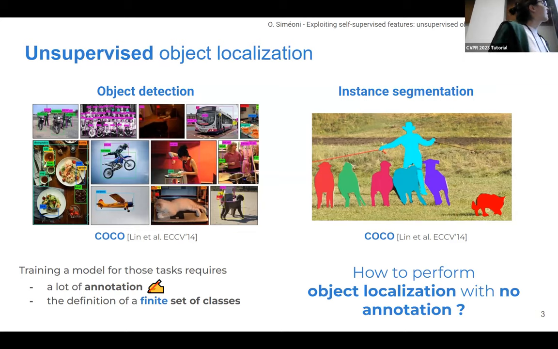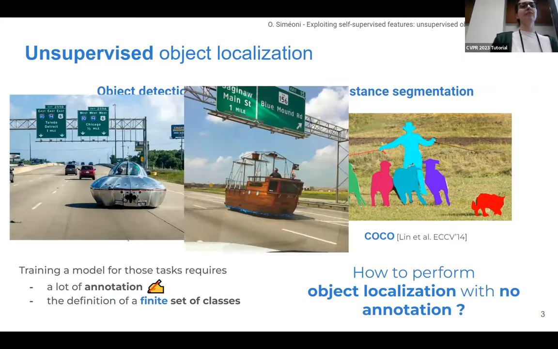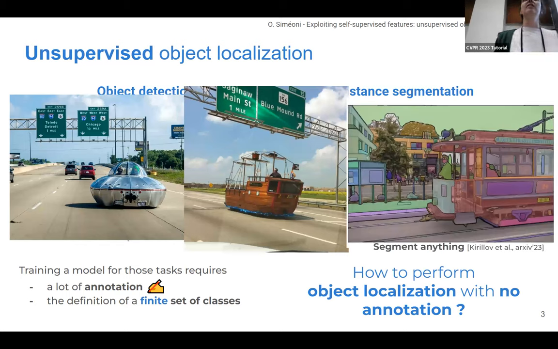So in this talk, I will talk about how to perform object localization with no annotation. In particular, that might help, for instance, with discovering new types of objects. You might also think of Segment Anything, produced early this year, which has shown the interest for the entire community in segmenting things, no matter what their class is. We want to find the objects.